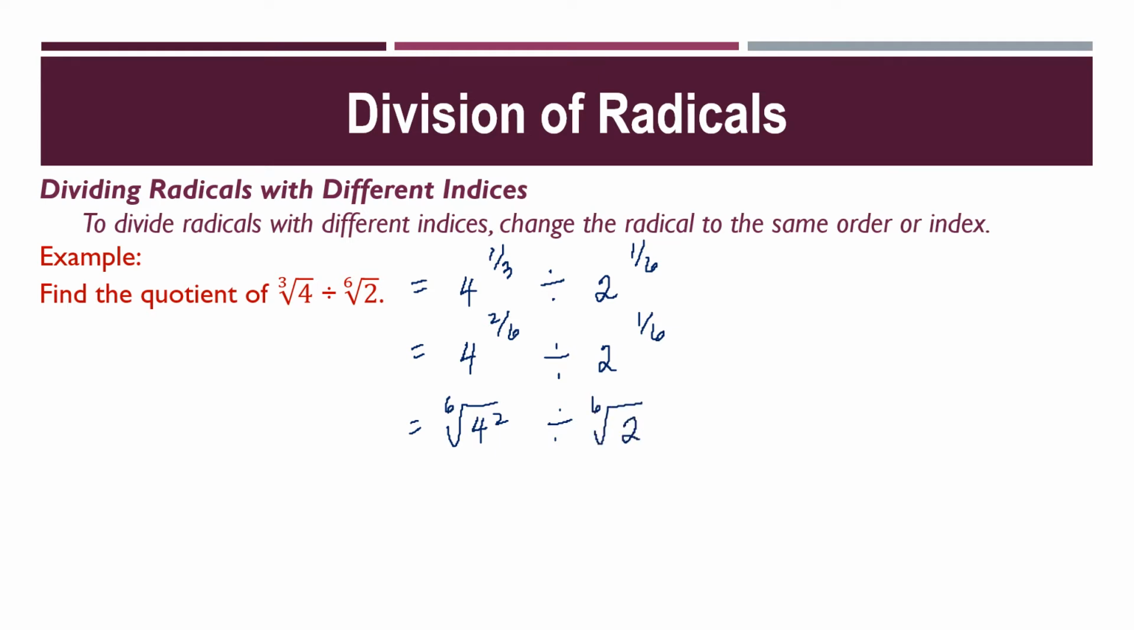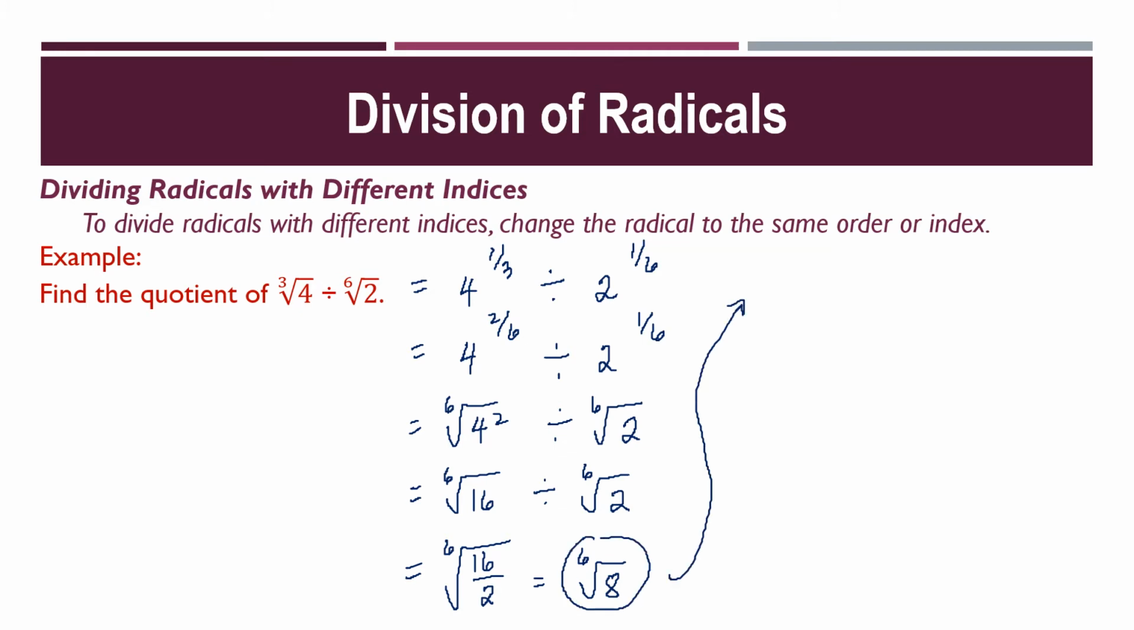If you can see, they now have the same index. Let us simplify. This now becomes 6th root of 16. And then we have 6th root of 2. This is the same as 6th root of 16 divided by 2. And that is 6th root of 8. Now, this is not yet our final answer. If you observe, we can still simplify 6th root of 8 by reducing the index.